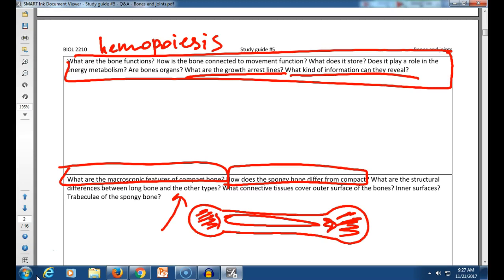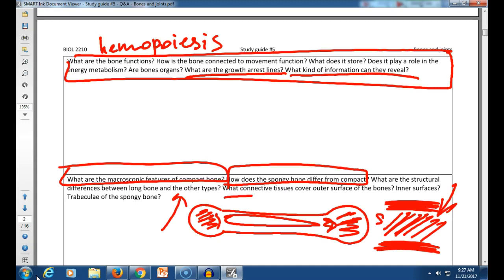on the outside, right? In case of the flat bone or short bone or irregular bone, outside is composed of compact bone. In between you're going to find spongy bone, right? Any cavity? What's inside of that spongy bone? Bone marrow. So outer surfaces are covered with periosteum. Inner surfaces and trabeculae are covered with endosteum.